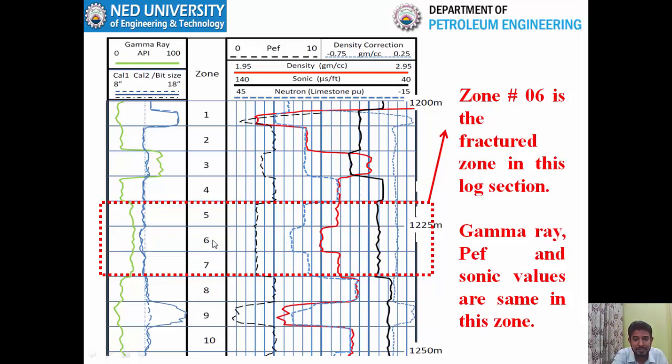So in this zone number 6, you have a high neutron value and low bulk density, but the sonic log value has not changed from zone 5 till 7. Sonic log value is the same. So when the sonic value is the same, PEF value is the same, and gamma ray value is the same, but density and neutron are changing, that indicates that zone, which is zone number 6, is the fractured zone.